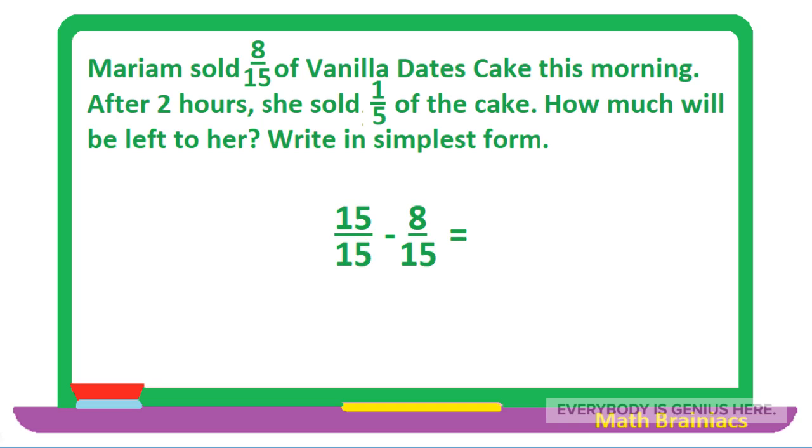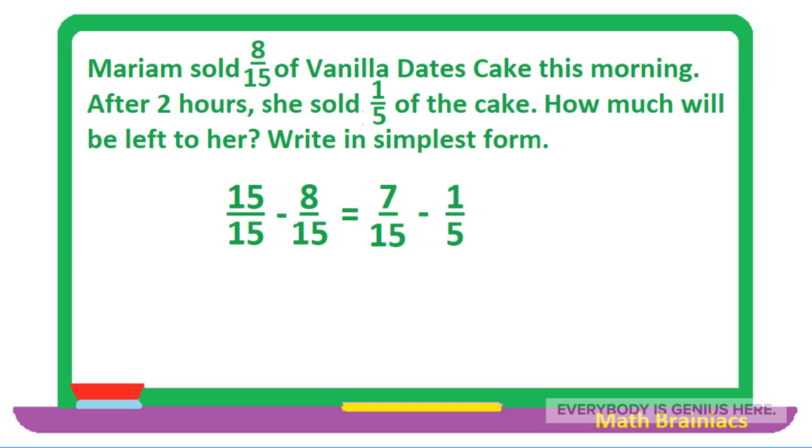The whole cake is 15 over 15. We are going to subtract the vanilla dates cake that Mariam sold this morning. So, 15 over 15 minus 8 over 15, which will give us 7 over 15.